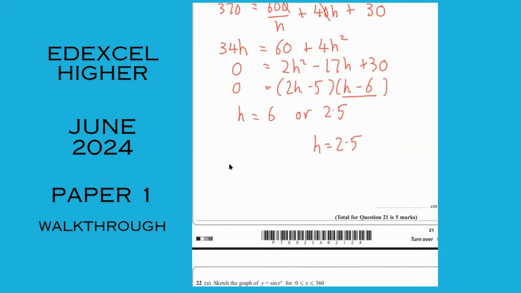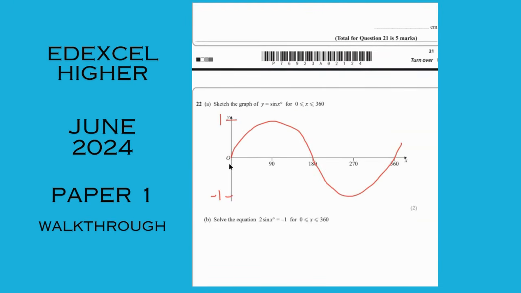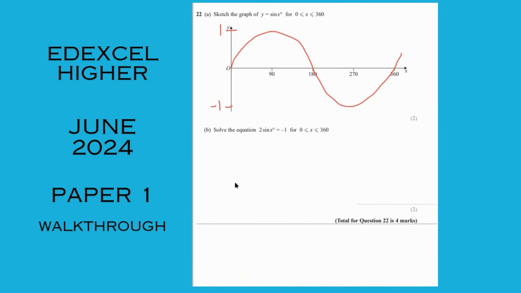On we go. So I've cheated a bit for number 22, already sketched it because I'm rubbish with technology, always have been. So the idea here is you'll get 1 for the general shape, not doing anything daft, but you'll notice the labels on the y-axis are also required for the 2 marks.